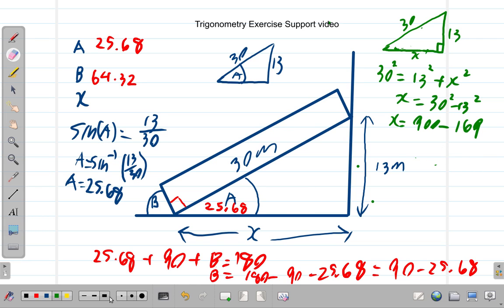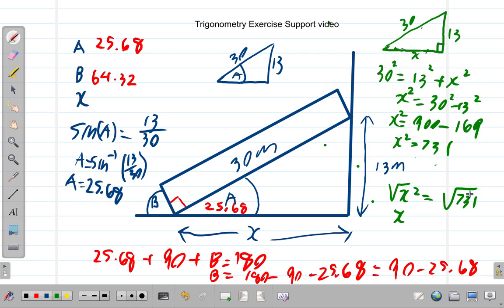You notice that 30 squared is equal to 13 squared plus x squared. I forgot about the square. I'm saying, boy, that 731 is really high. So x squared is equal to 900 minus 169. So x squared is 731. Nice. So how do you go from x squared to x? You just find the square root. The square root of x squared is x. If you square root this side, you have to square root this side too.